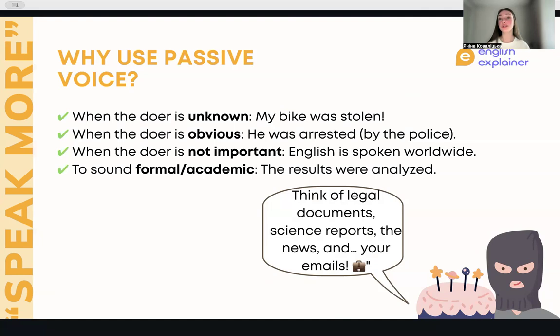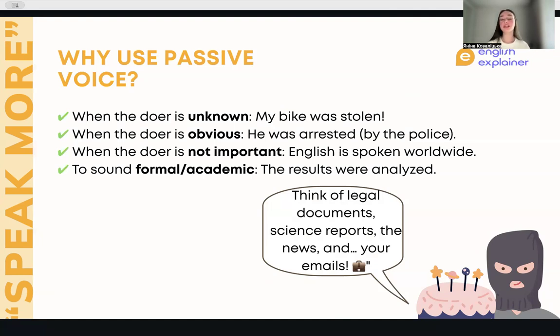Next, when the doer is obvious. For example, he was arrested. Obviously, only police can arrest random people, right, who did something. So we would just say he was arrested. And people already understand he was arrested. I mean, obviously, police can arrest a person, so probably police.